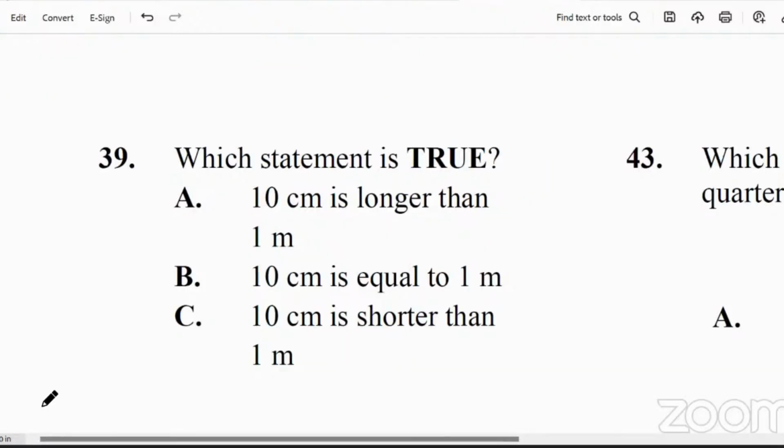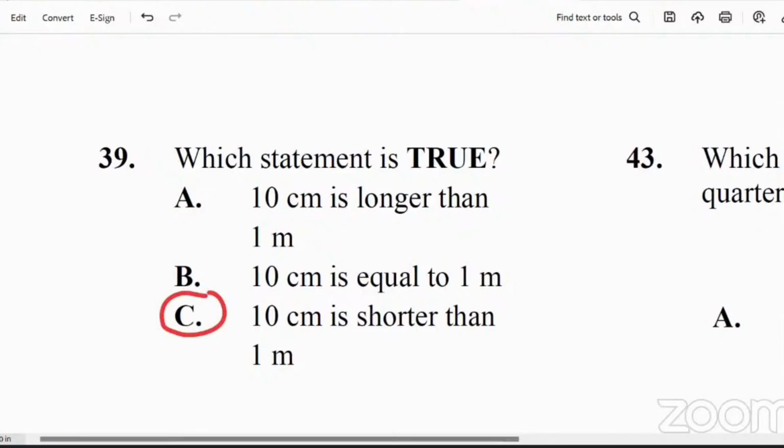Okay, question 39. Which statement is true? 10 centimeters is longer than 1 meter. 10 centimeters is equal to 1 meter. 10 centimeters is shorter than 1 meter. All right, so how many centimeters make 1 meter? The answer is 100. So 10 centimeters is shorter than 1 meter. So the answer is C.